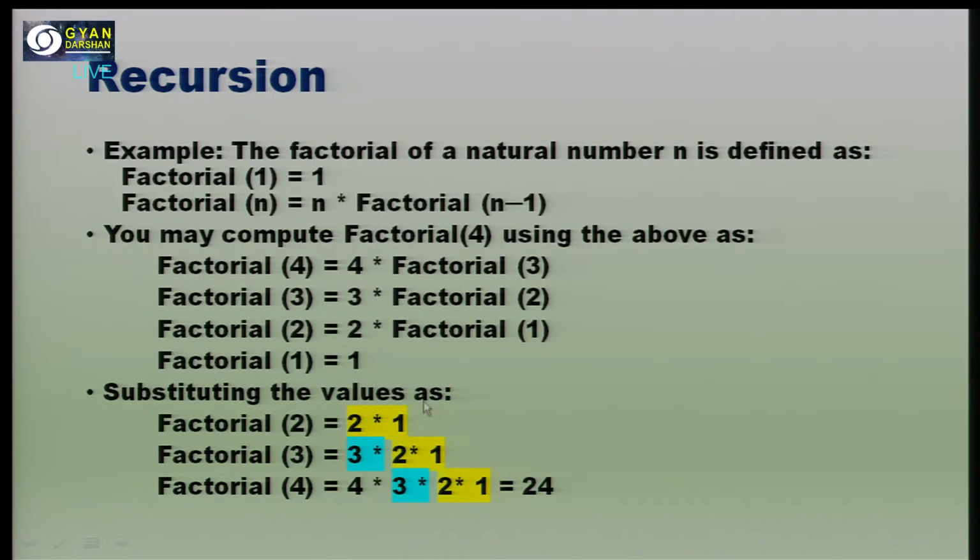Now these values would be substituted here, right? So factorial 1 is 1, so it is going to be substituted here. Now factorial 2 will become 2 into 1, right? So factorial 2 is 2 into the value of factorial 1, which is 1. Next, factorial 3. So here is factorial 3. Factorial 3 is basically computation of 3 into 2. Like that, you will be coming up with the final value as 24.